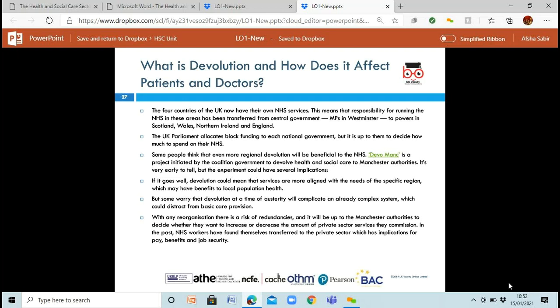In the past, NHS workers have found themselves transferred to the private sector, which has implications for pay, benefits and job security. So like I said, Devolution is still in development. We're not exactly sure what the judgment will be, but so far there are plus points to it, and then there are also negative points to it, like everything else.